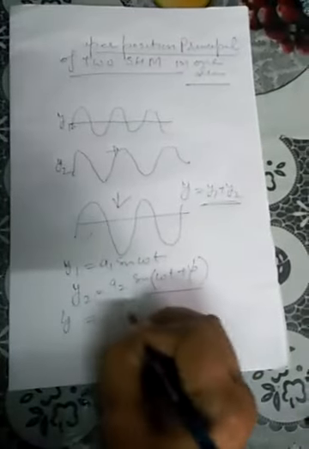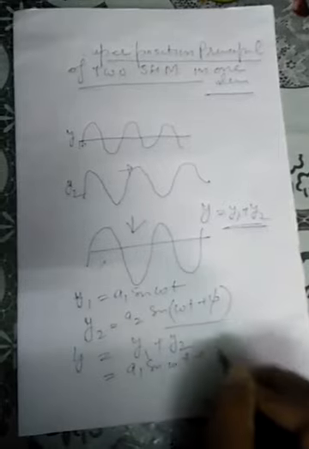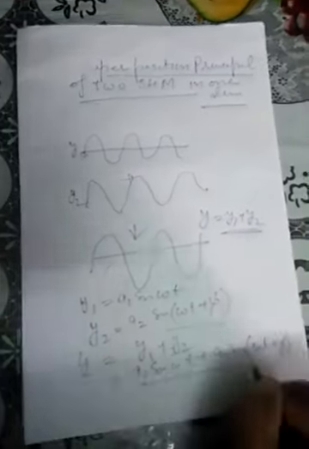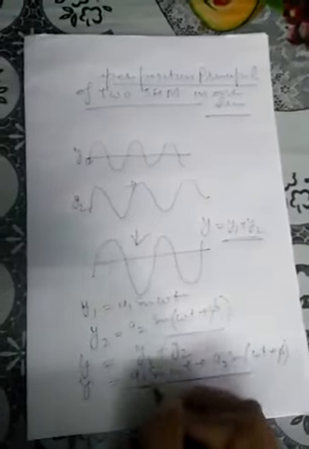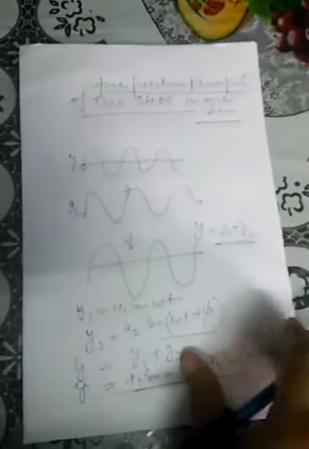Now what is the resultant displacement? The resultant displacement will be y is equal to y1 plus y2. Putting in the values, y is equal to a1 sine omega t plus a2 sine of omega t plus phi. So this is the equation. Now this equation can be resolved in different parts: one is if the amplitudes are the same, and the other is if the amplitudes are not the same, how the superposition takes place. Let us discuss all this one by one.